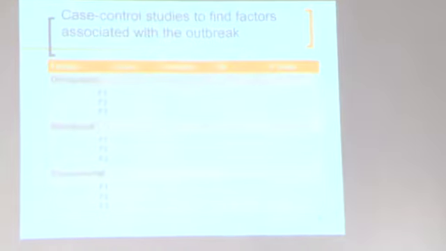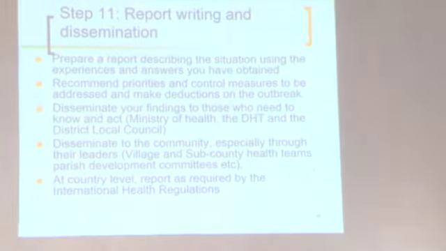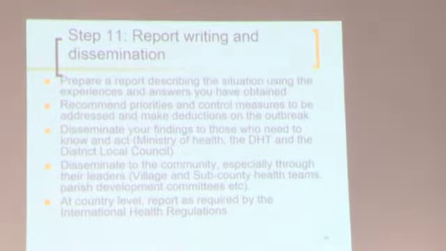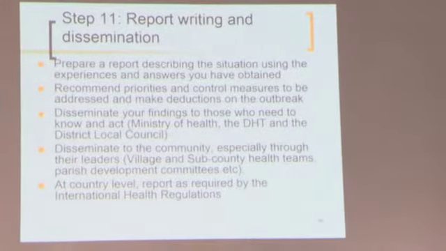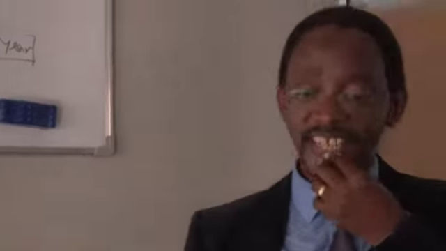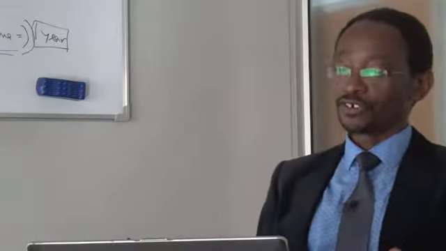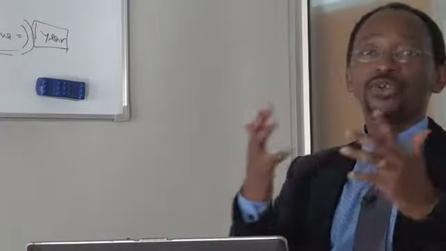Now, in step 11, after all the analytics, you write your reports regarding the outbreak, describing the situations, the experiences, the answers you've obtained, the experiences during the intervention, and then you recommend some priorities and control measures to be addressed. And you can also make conclusions about possible causes of this outbreak and how it can be controlled in the future. And you disseminate to those who need to know and those who need to act.